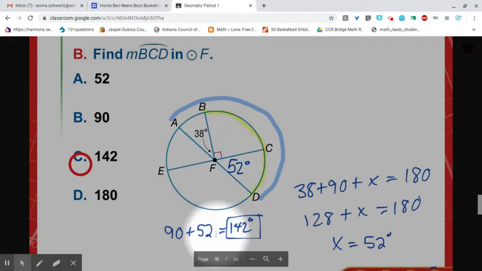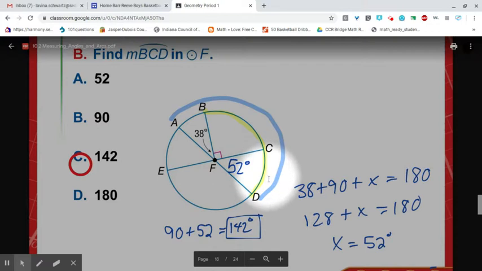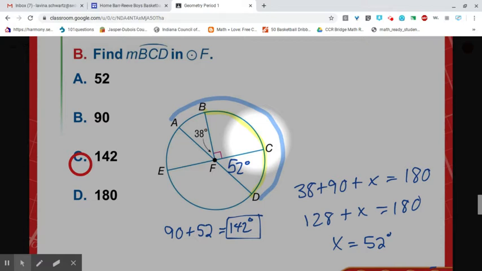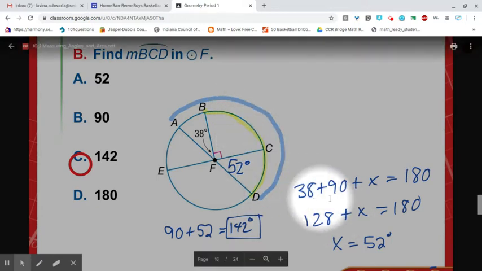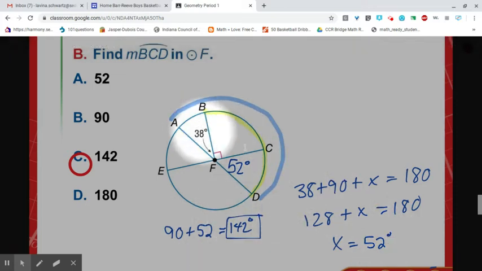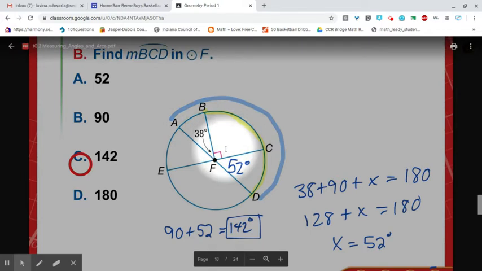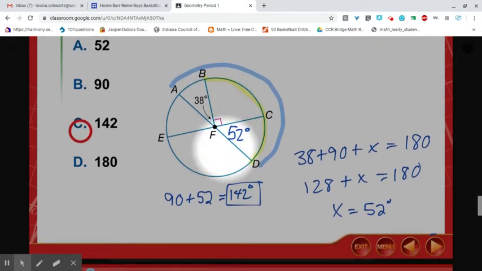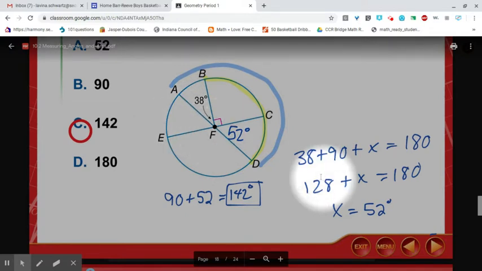Vertical angles there. So then you're going to take 90 plus 52, which is 142. And then that is going to get you the measure of BD. So I think I did 38 plus 90 plus x equals 180. That gave me 52. So I was kind of explaining how we get to that in the first place. I showed you another way. I mean, this is obviously another way. This is a semicircle right here. That whole thing equals 180.